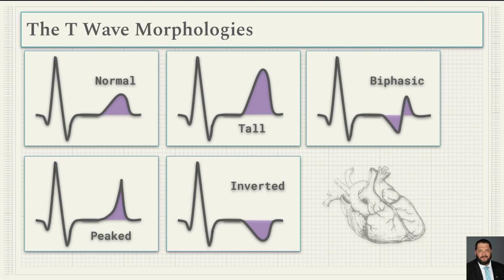Top right is a biphasic T wave. This is where the ventricular depolarization is creating both a positive and a negative deflection from the isoelectric line. Bottom left is a peaked T wave. Peaked T waves have a more symmetrical approach and lack the rounded top that you would see in a normal T wave. And the last image, middle bottom, is the inverted T wave, and it's a deflection opposite of the QRS complex.